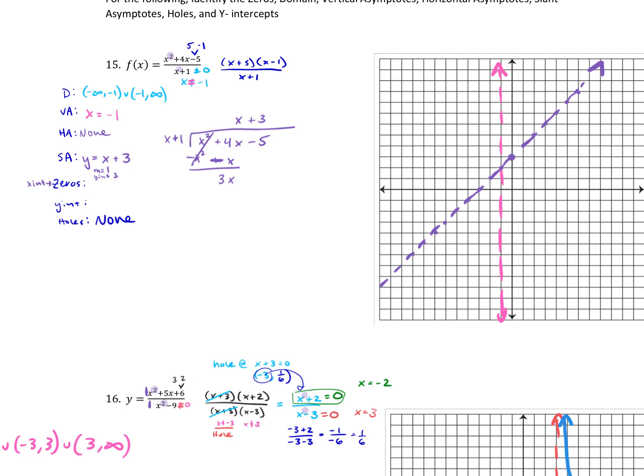Yes? When graphing the slant asymptote, do you have to make it dotted? Yeah, for your asymptotes, they should be dotted.